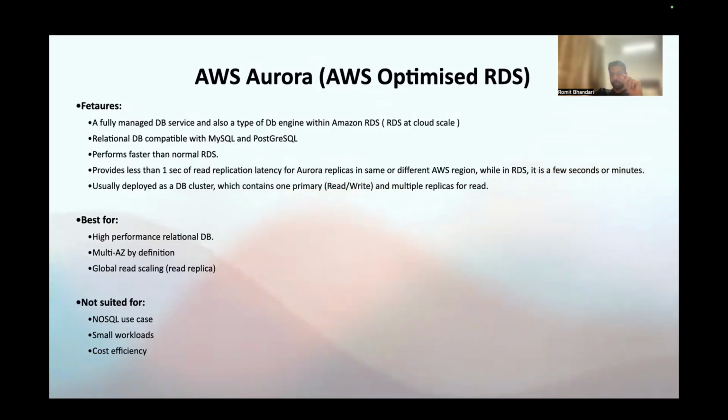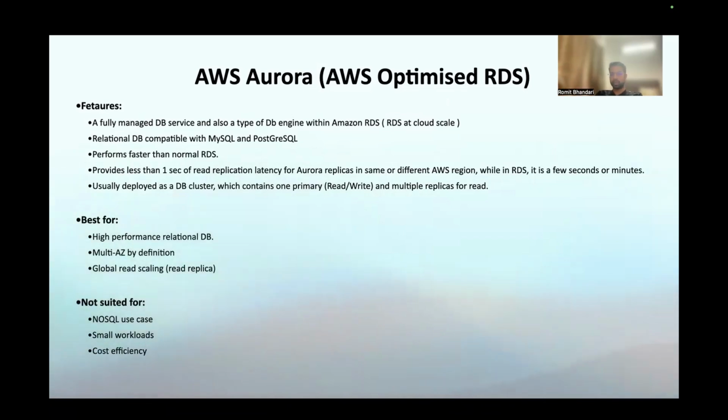Okay, now what is AWS Aurora? We already saw RDS, which is the relational database system in AWS, primary relational database system. Aurora is also a relational database management system, RDBMS, but it's, you can say, an optimized form of RDS. Okay, it's a fully managed DB service and also a type of DB engine within Amazon RDS at cloud scale.